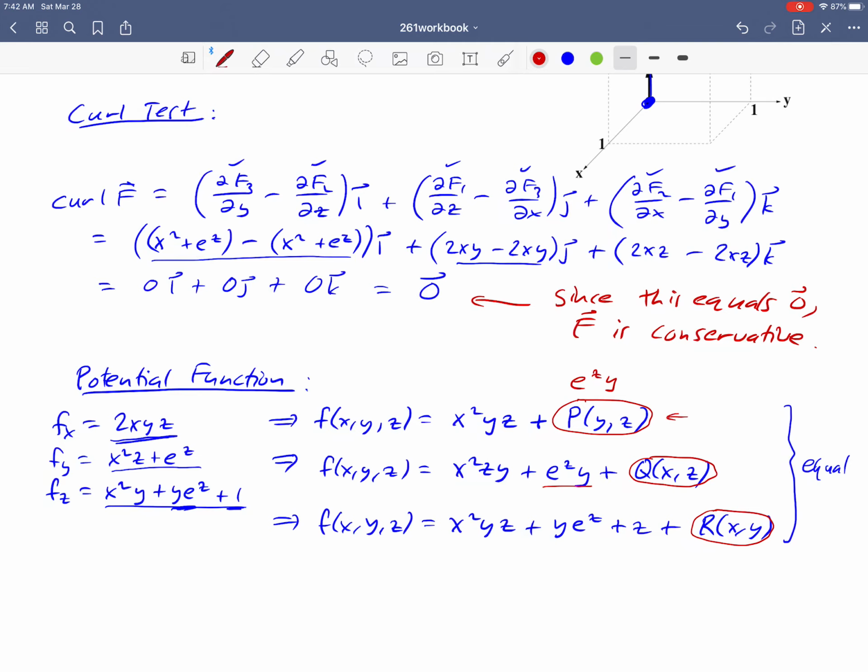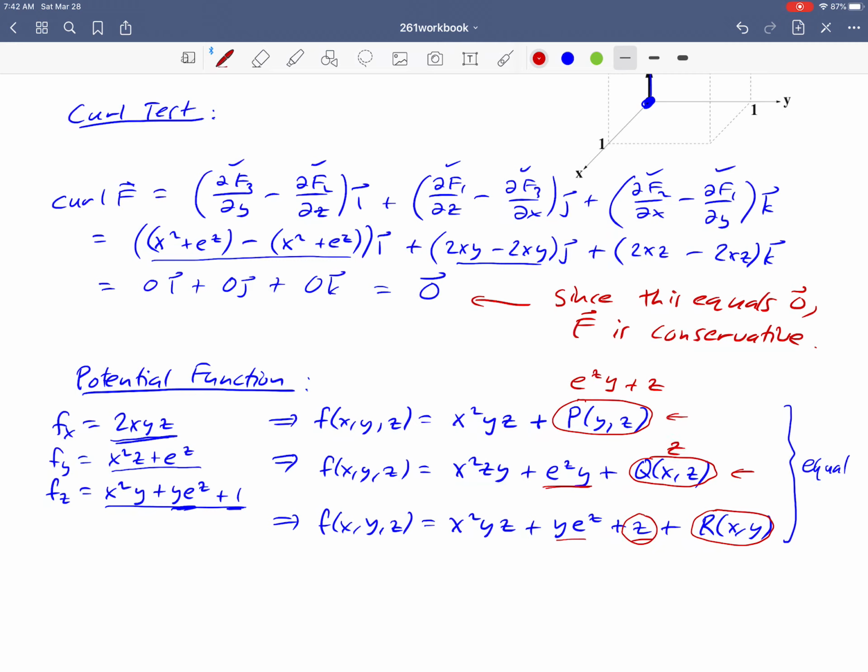Okay, so there's an e to the zy that we need, that we don't have in the first line. And then down here, y e to the z, that's the same term that we have up here, so we've already taken care of that. We don't need it again. And there's also a z that we don't have, so we'll add that to our p of yz. That kind of takes care of the first line.